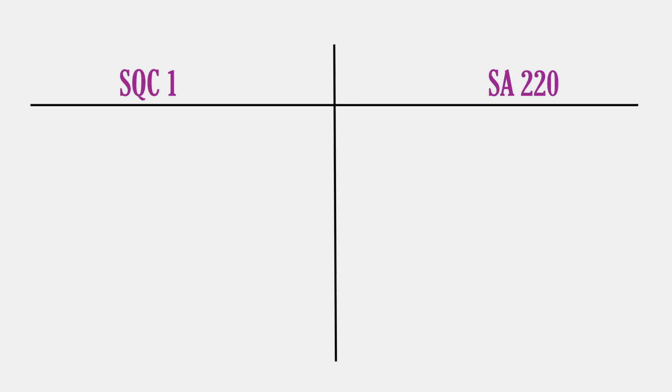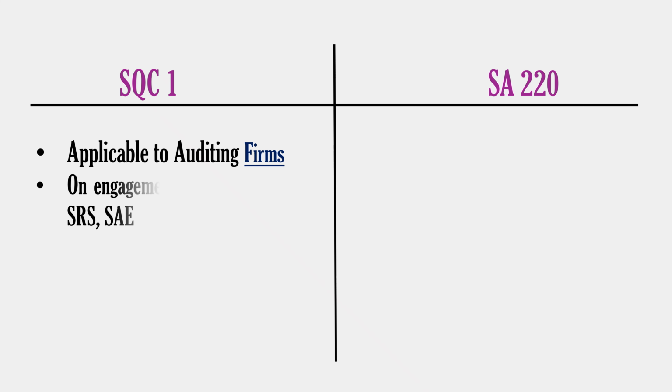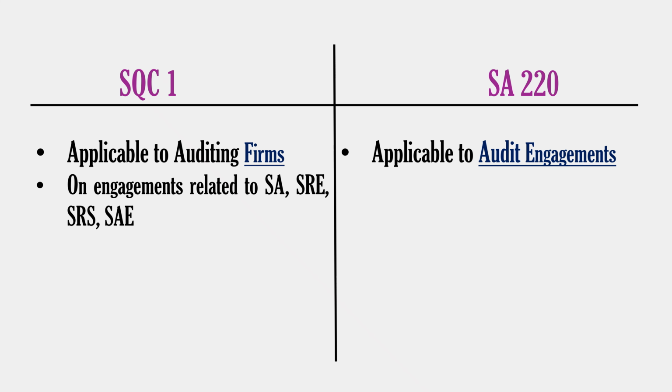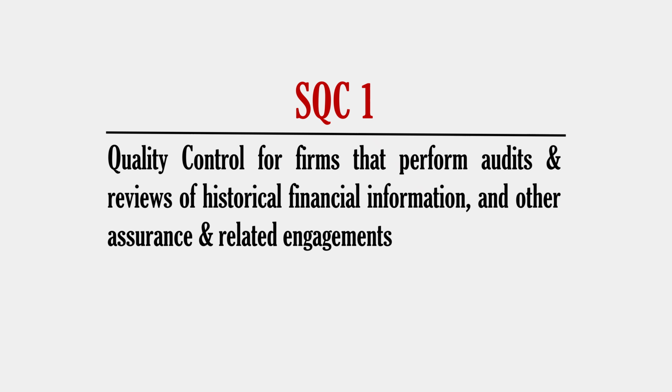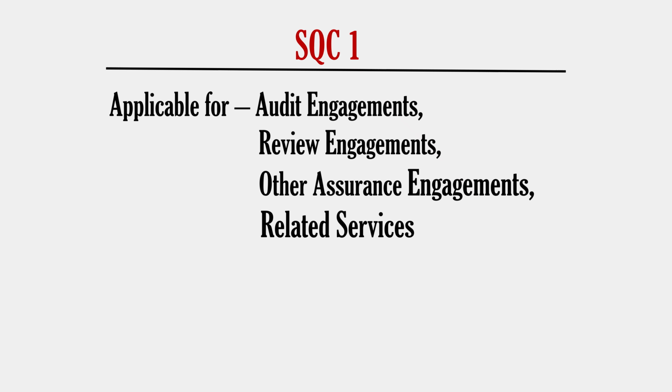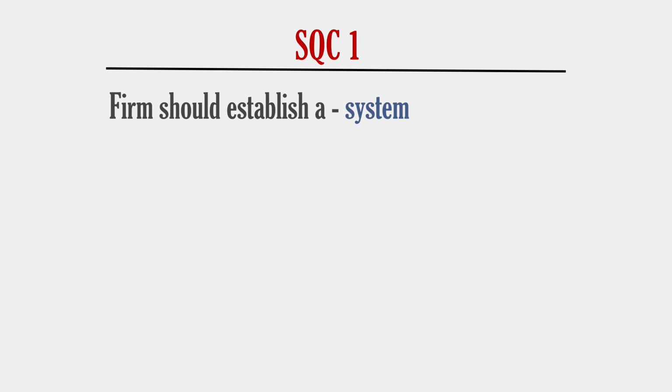SQC 1 is quality control for firms that perform audits and reviews of historical financial information and other assurance and related service engagements. That means SQC 1 is applicable to the entire firm which performs the audit engagements or other assurance engagements, whereas SA 220 talks about the quality control for an audit of financial statements, meaning it is applicable only to a particular audit engagement. Starting with SQC 1, this is applicable for audit engagements, review engagements, other assurance engagements, and related services.